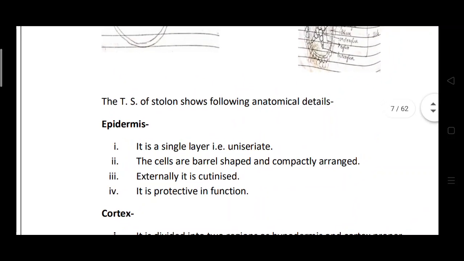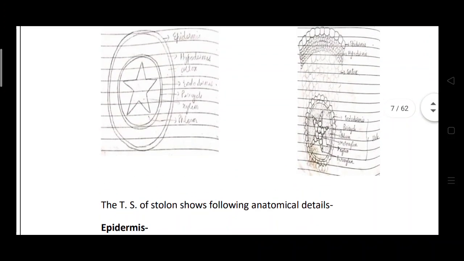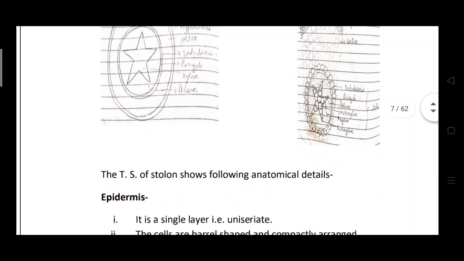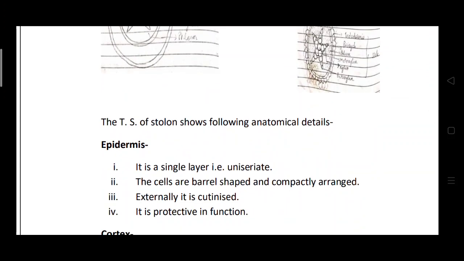So let's discuss it part by part. The first one is the epidermis. For the epidermis, you have to see these figures. The epidermis is a single layer, that means it is uniseriate. The cells of the epidermis are barrel shaped and compactly arranged. It is externally covered by the cuticle, and the function of the epidermis is protection.